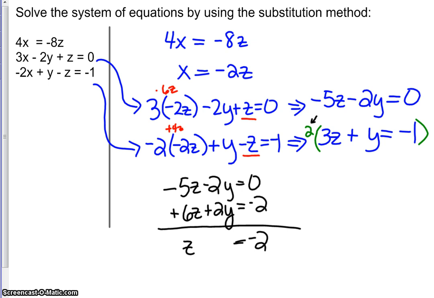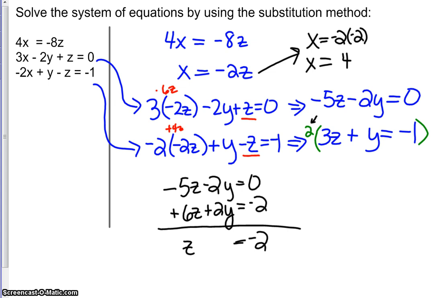That's really helpful that I know what z equals, because now I can go back up here and say, if z is a negative 2, x was negative 2 times whatever z was. X, therefore, must be a positive 4. So I got x and I have z.